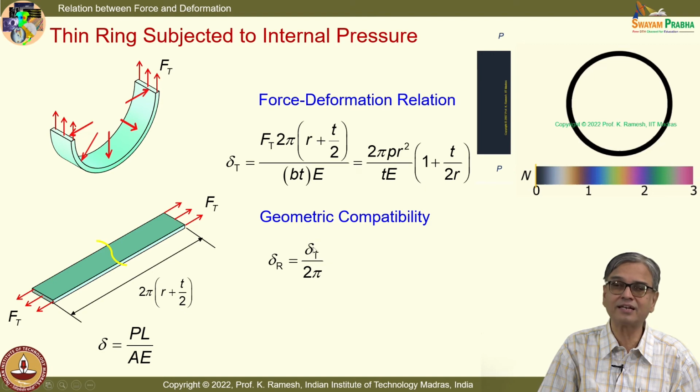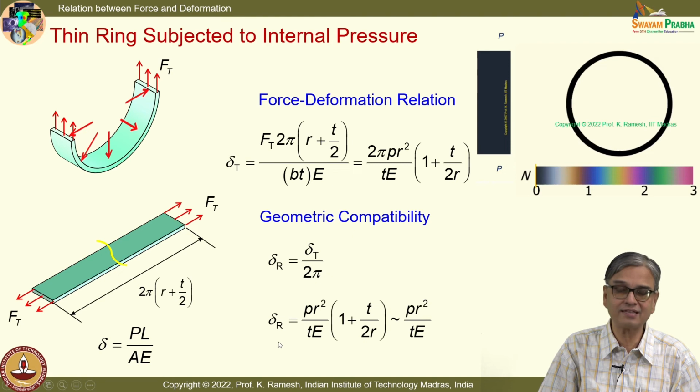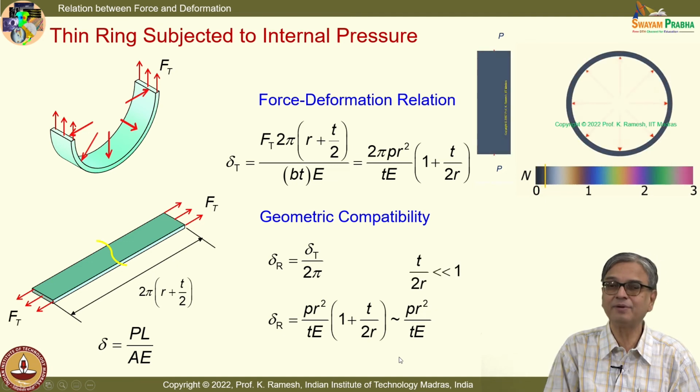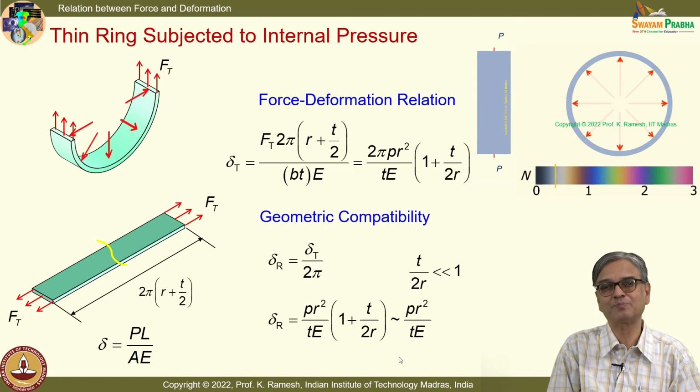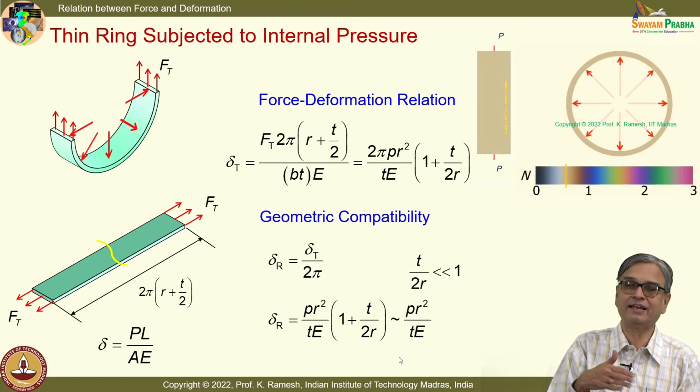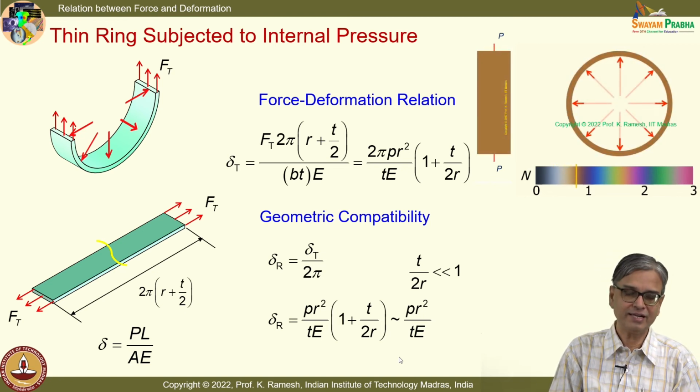Delta R is nothing but delta T by 2 pi. So, I get this expression: delta R equal to P r squared by T E multiplied by 1 plus T by 2R. R is very high, thickness is very small, so I can put this as P r squared by T E. Again a very, very famous expression. We say T by 2R is very, very small, so I can neglect that.